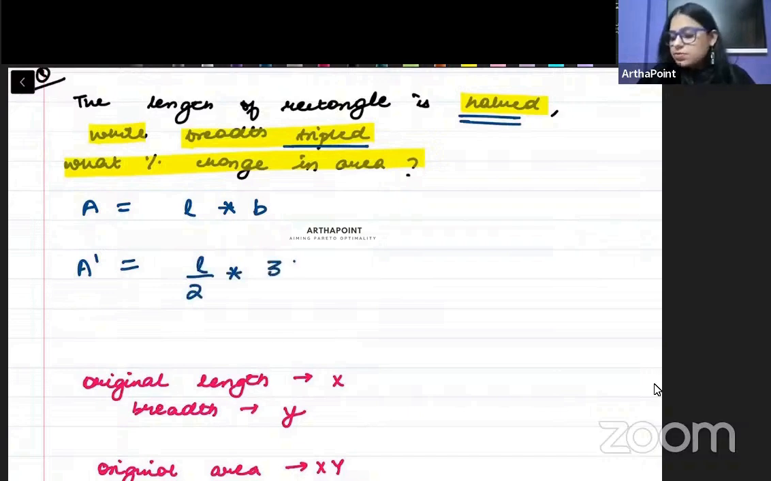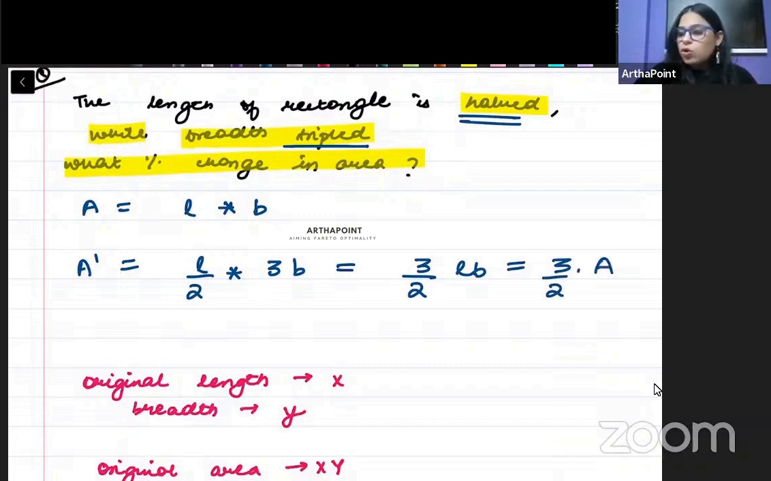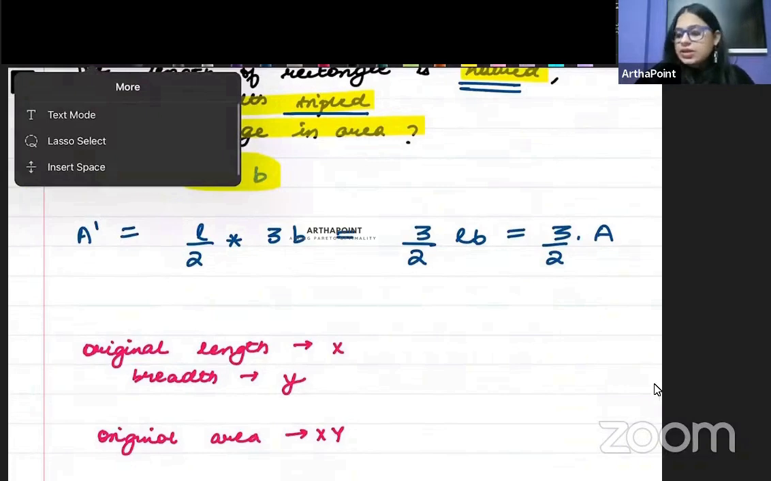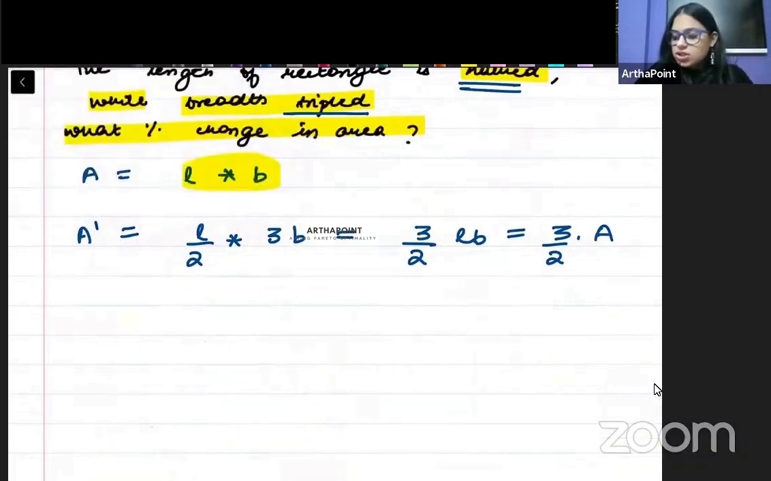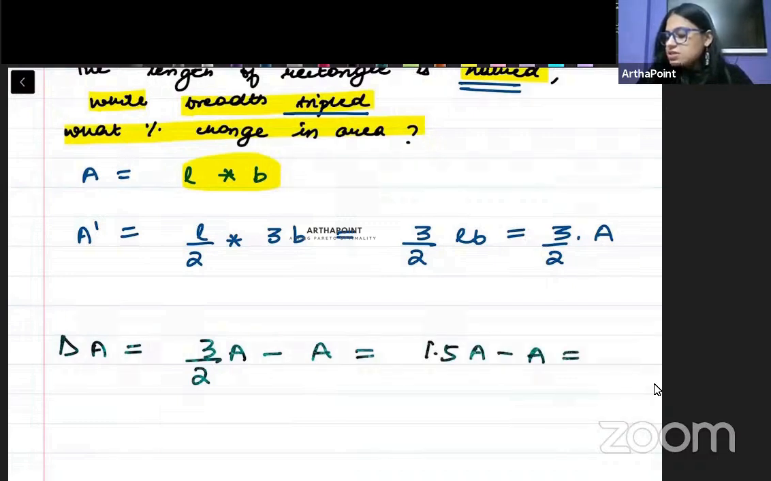Breadth is tripled, so it will be 3/2 times L into B. This will be 3/2 times the old area, because the old area was L into B. So what is the change in the area now? Can you tell me? The change in area will be new area minus old area. So this is going to be 1.5A minus A, which is 0.5A.